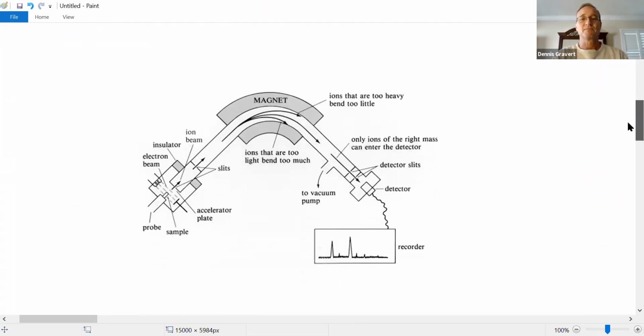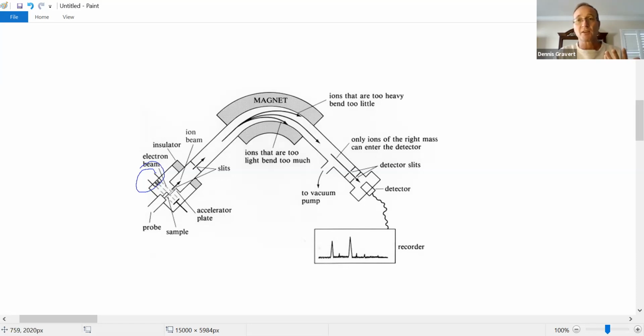Okay, so just real quickly, here's a quick overview. Again, look at the other video for more information. But in one typical setup, you have a probe that's going to inject individual molecules in the gas phase. We got this coil of wire over here that's heated, emitting electrons. Electrons fly across here and collide with the molecules.